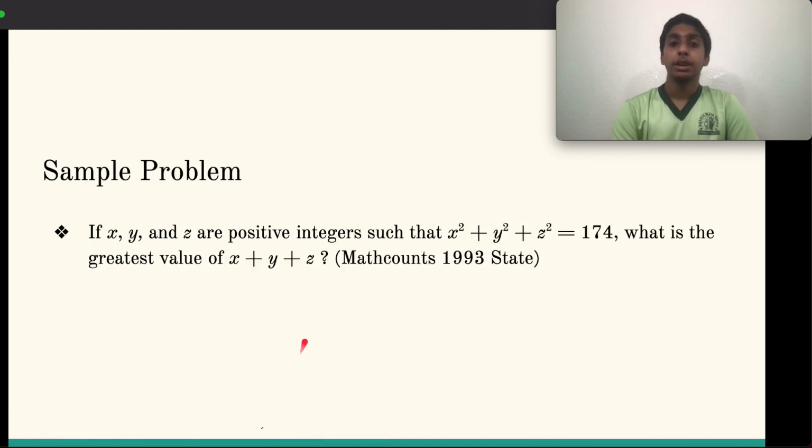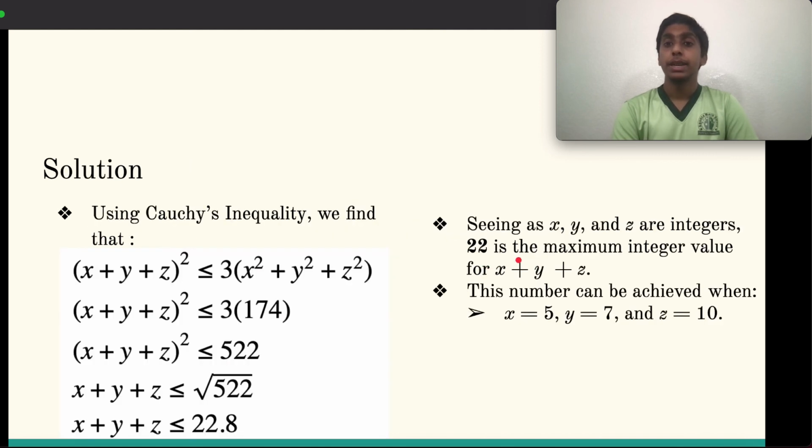Okay, here's another important distinction we need to make. It says that x, y, and z are all positive integers. So if they're all positive integers, that means that when we add them up, they have to be an integer. It can't be a decimal value. So what that means is it can't be 22.8, it has to be 22, because that's the biggest integer value that's possible.